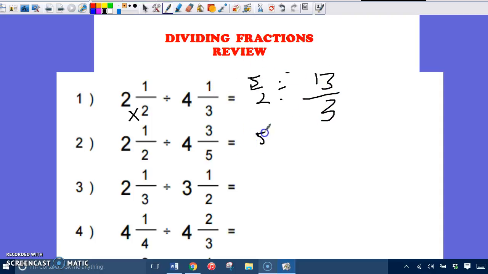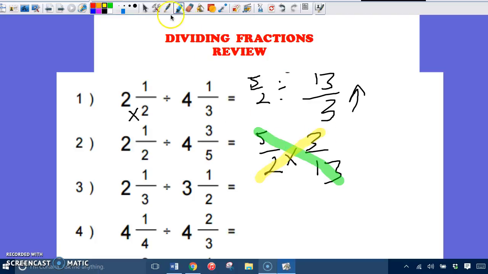Now I'm going to flip. Now that I have 2 improper fractions, change it to multiplication. Now I'm going to flip the reciprocal. So I have 3 over 13. See that? And I'm back to my multiplication basics. I'm going to reduce diagonally. I will look on my chart to see if any of these numbers will reduce.